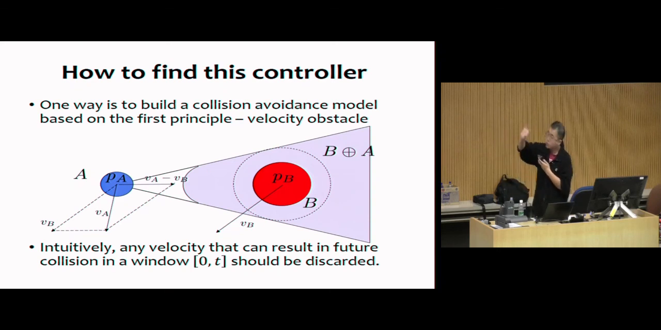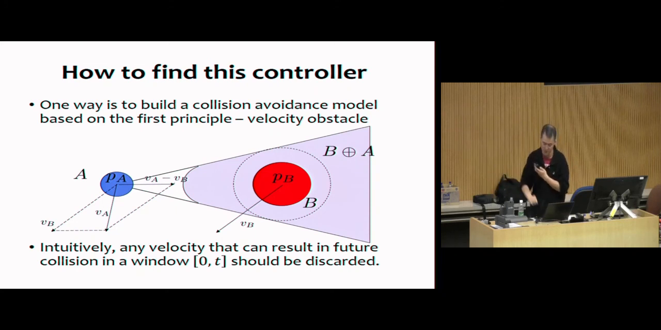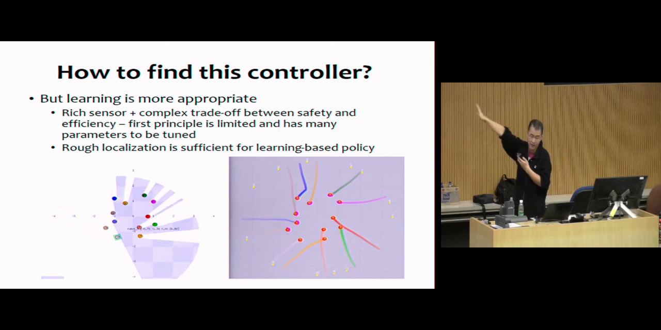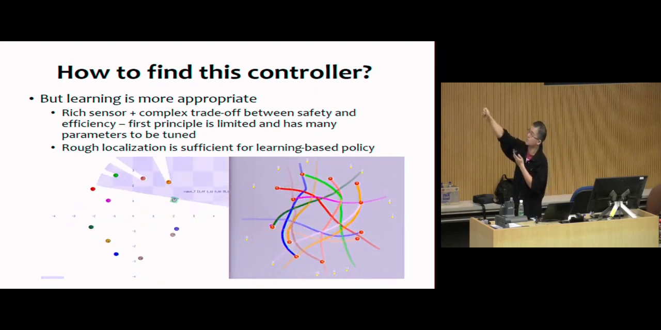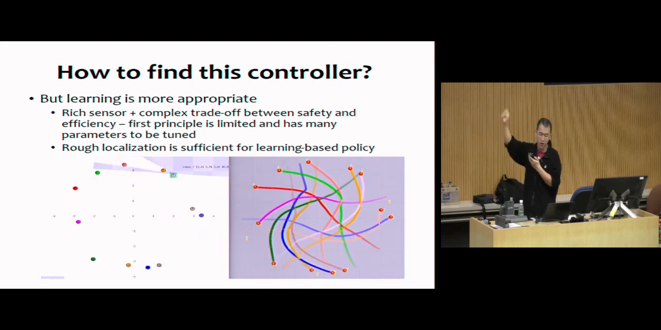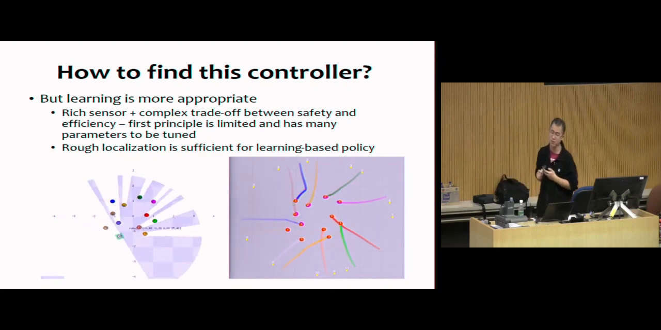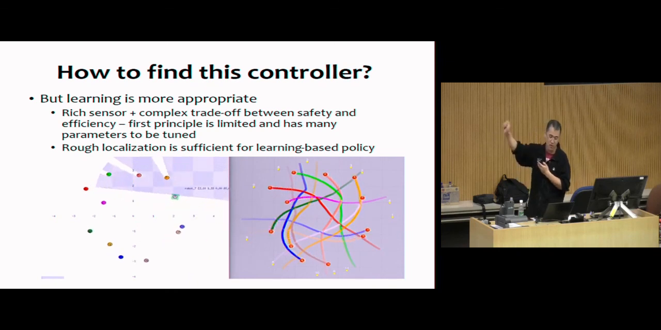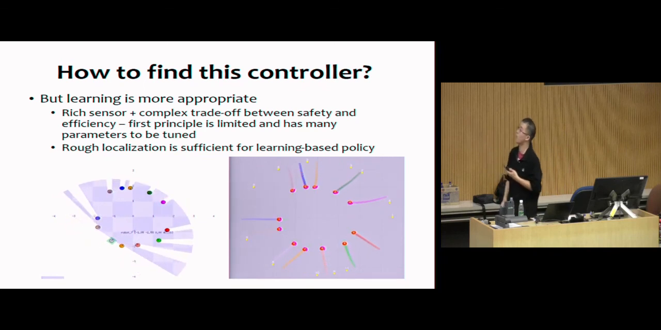However, in order to use this controller, you need to tune many parameters, so it is difficult to use in practice. After some experiments, we think that learning is more appropriate. Why? There are several reasons. The first is that learning allows you to use rich sensor data. Also, you can make a very complicated trade-off between safety and efficiency, which is very important for navigation. And learning helps you optimize the parameters, so you don't need to tune the parameters for the controller.